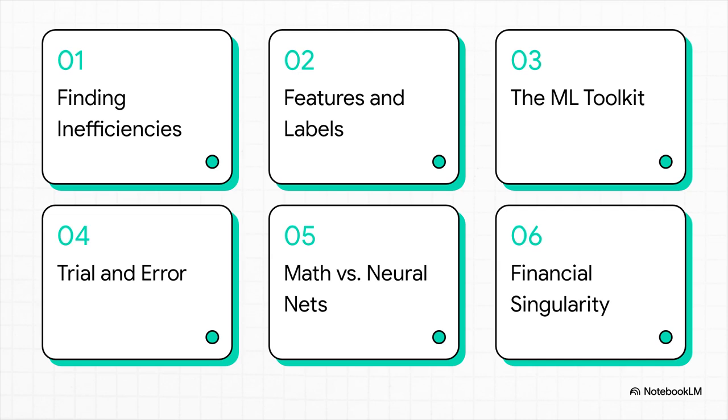First, chasing statistical inefficiencies. 2, fueling AI, features and labels. 3, the machine learning toolkit. 4, learning by trial and error. 5, old math versus neural networks. And finally, 6, the financial singularity.